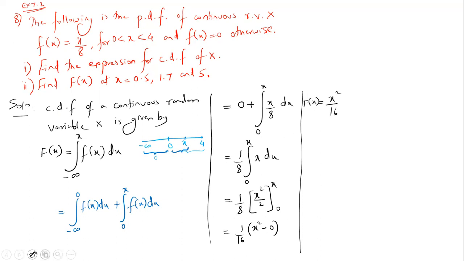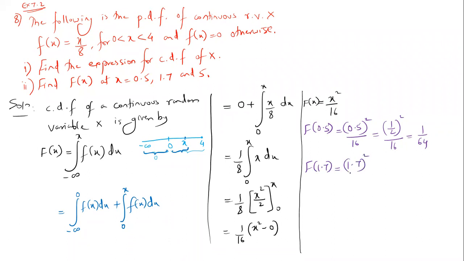Now it is also asked to find F of 0.5. So if I want F of 0.5, I'll put 0.5 over here: 0.5 square divided by 16. Now 0.5 is nothing but 1 by 2. I can write this as 1 by 2 square upon 16. So 1 by 4 upon 16 is 1 by 64. Similarly, we can find F of 1.7, which will be 1.7 square divided by 16, which is 2.89 divided by 16. If you divide this, you get 0.18.